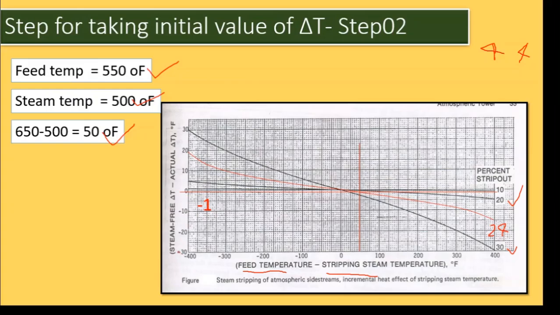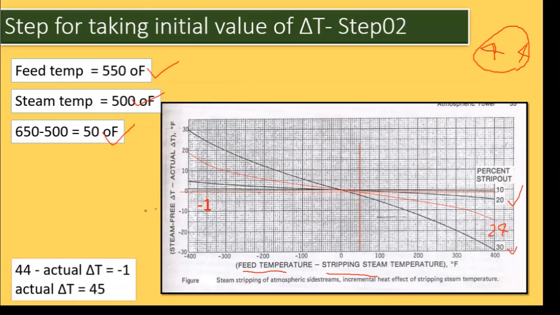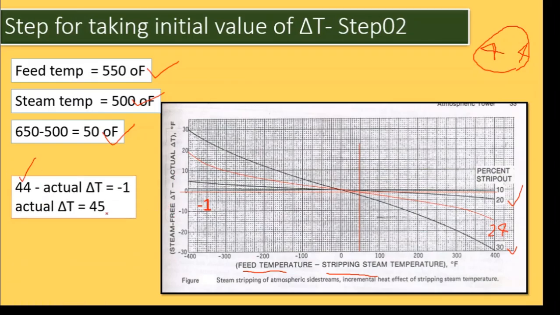Now look at the y-axis. It is steam-free delta T minus actual delta T. So the steam-free delta T is 44 degrees Fahrenheit minus actual delta T. So 44 minus actual delta T is equal to -1. So actual delta T is equal to 45 degrees Fahrenheit. So now it is 45 degrees Fahrenheit. These are the two steps required to find the assumed delta T. So this is the procedure for finding the delta T value for the first iteration.